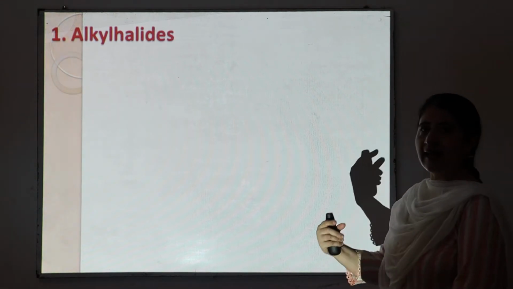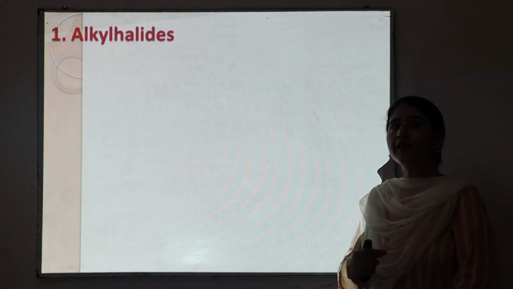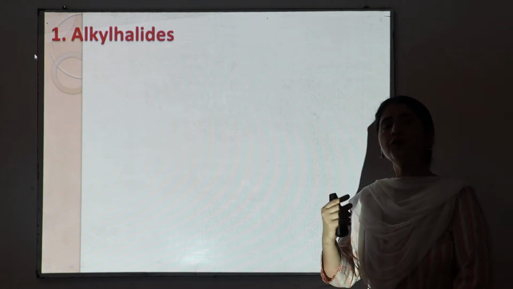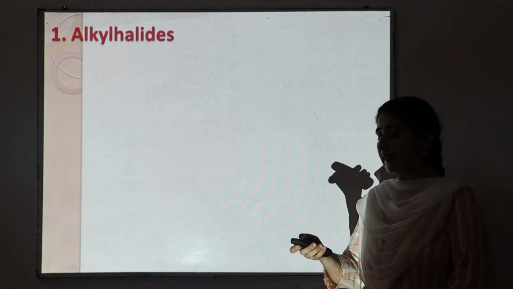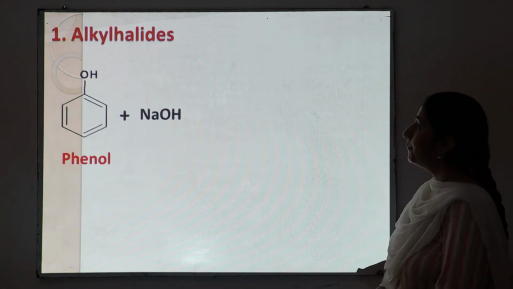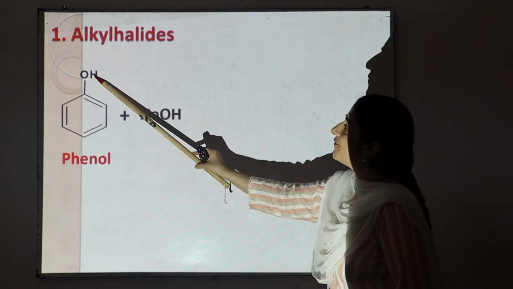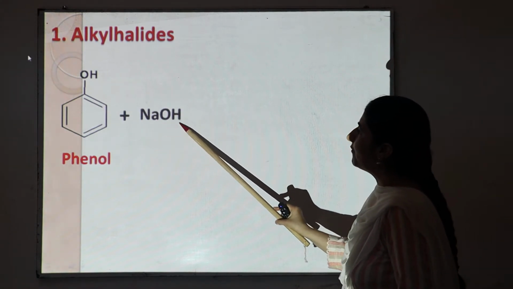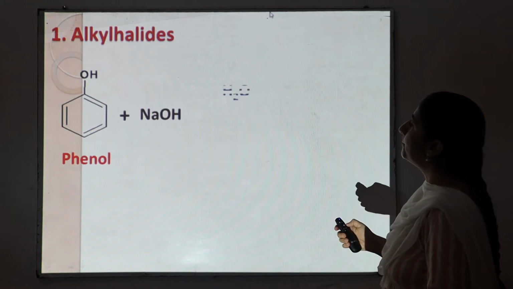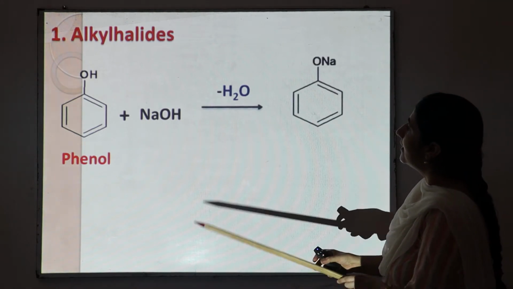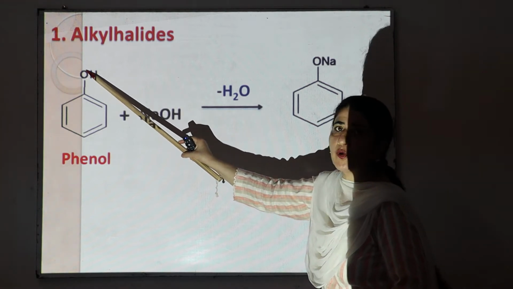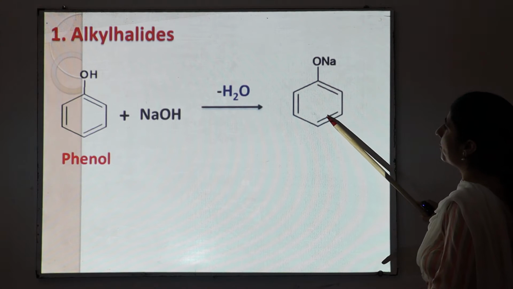Actually, the alkyl halide reacts with the sodium phenoxide. So in this case we have to convert phenol to sodium phenoxide first. How does it take place? Here we have a phenol that reacts with sodium hydroxide. In this case, H positive from the phenol and OH negative from sodium hydroxide combine to form water, and this sodium ion is attached to this phenolic oxygen to form sodium phenoxide.